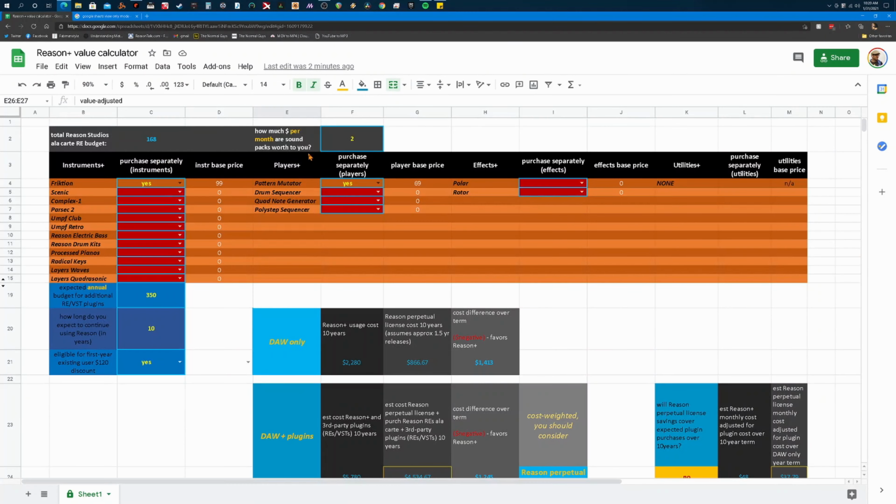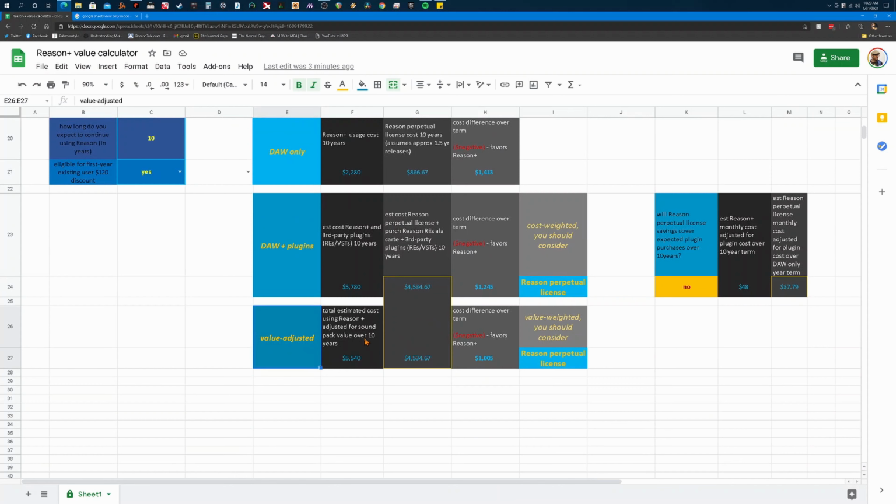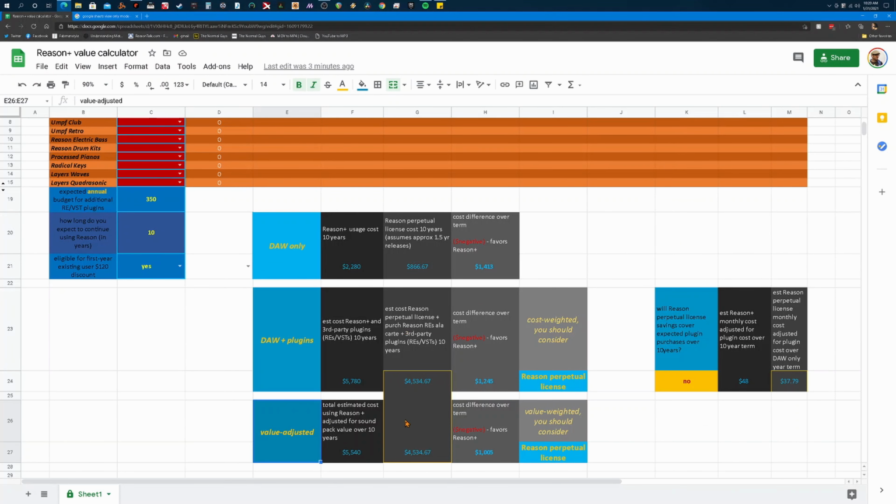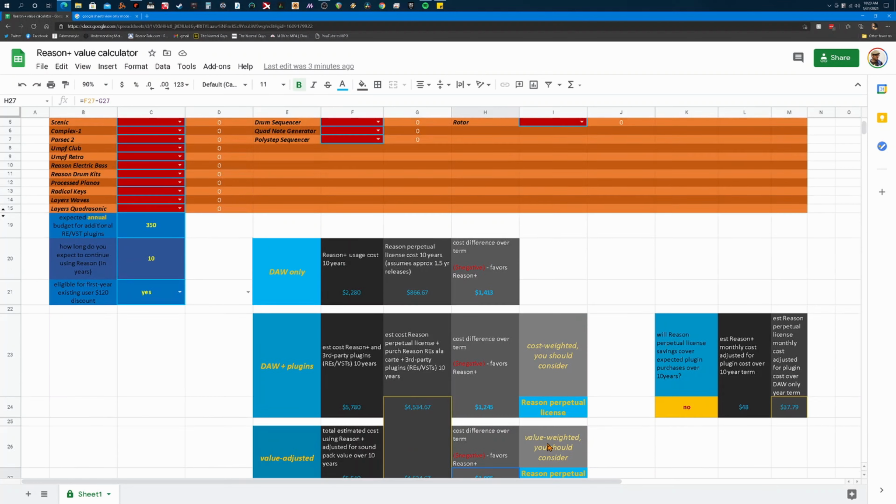So this is where the how much money per month are sound packs worth to you comes into play. And since the sound packs are really the only differentiating factor in terms of something that you can't get with a Reason perpetual license, I wanted to include that here. So basically what that does is, how much money per month are sound packs worth to you? $2 a month. That's going to add that value to, or subtract that value from, the adjusted amount for a Reason Plus, and in comparison makes an adjustment to determine whether or not, for those sound packs, it makes more sense to you in terms of just value.